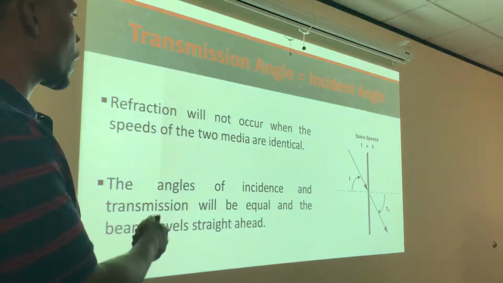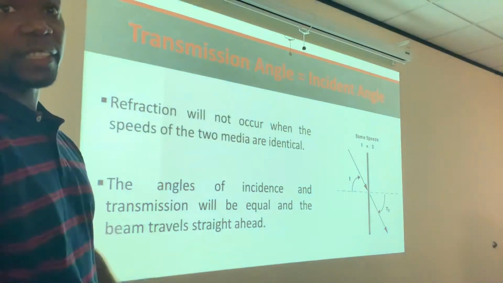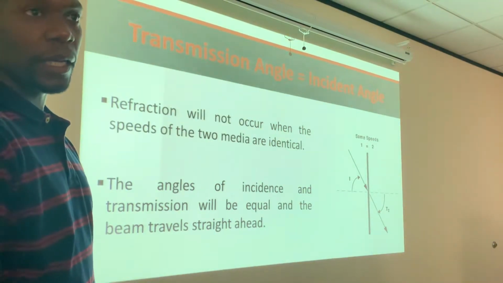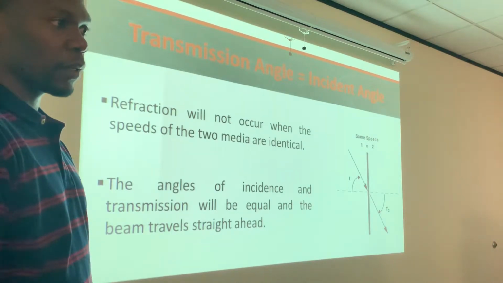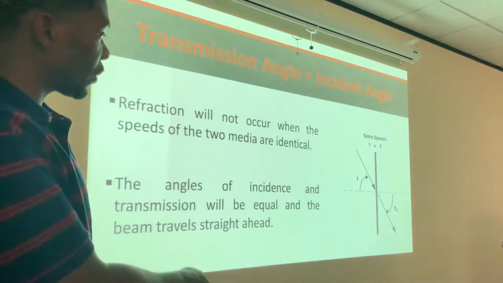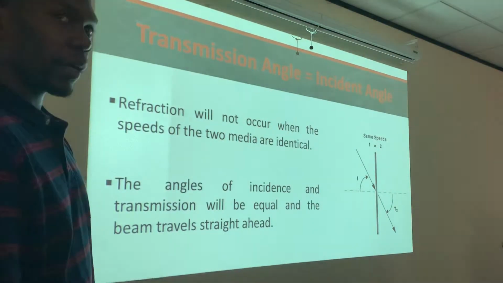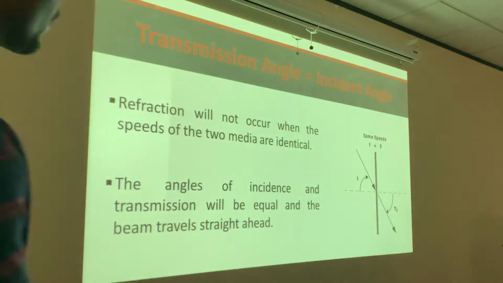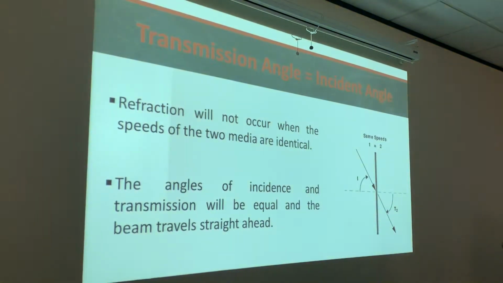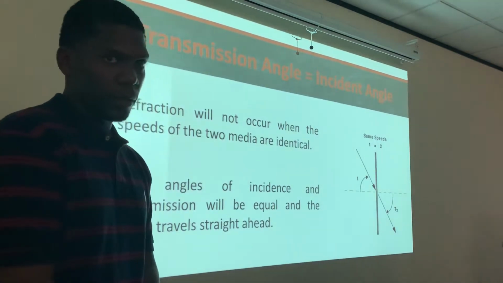All right. So, again, we already know this. Our transmission angle equals our incident angle if those media have the same propagation speed, correct? We're going to get this straight line right there. So refraction will not occur when the speeds of the two media are identical. The angles of incidence and transmission will be equal, and the beam will travel straight ahead. It's going to transmit straight ahead.